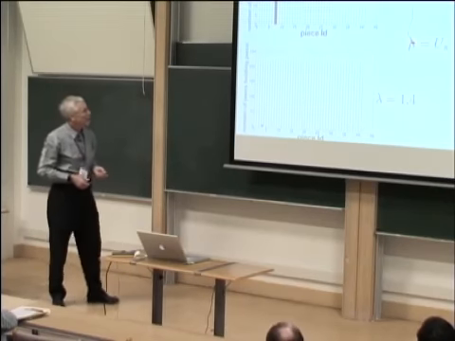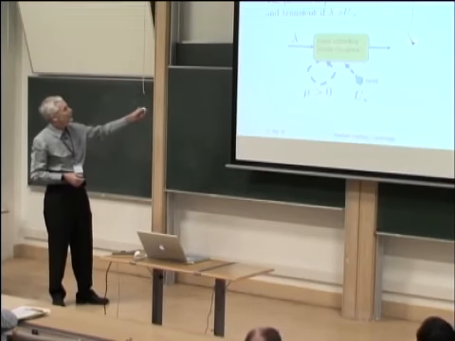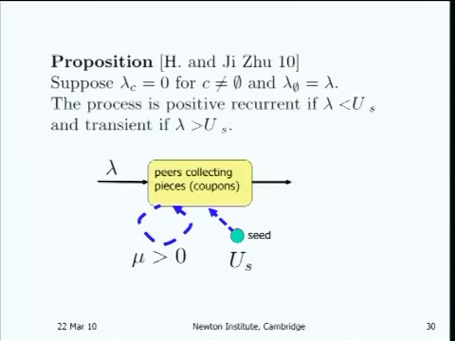Okay, and so we have this theorem: if lambda_c is 0 when c is not the empty set, so peers don't come with pieces, they all come at rate lambda with an empty set, so they're of type empty set, then the process is positive recurrent if lambda is less than the seed rate, and transient if lambda is bigger than the seed rate.